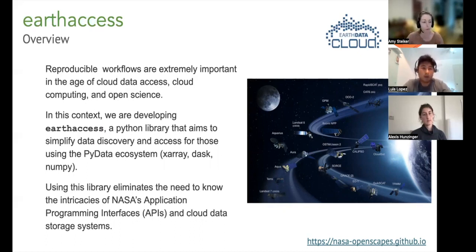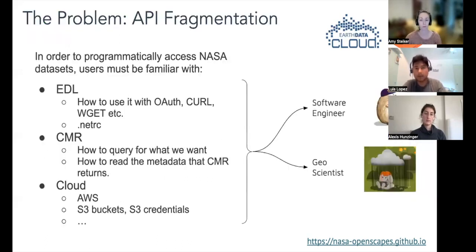So we took all of this input and started to develop a Python library that will integrate with one of the most used workflows or stacks that Earth scientists use for Earth science data, which is the Pangeo or PyData stack, which is Xarray, NumPy, Dask. So that's the ethos of the library, making things simpler for the scientists to access NASA data, regardless of whether the data is in the cloud or not. So the next slide, please.